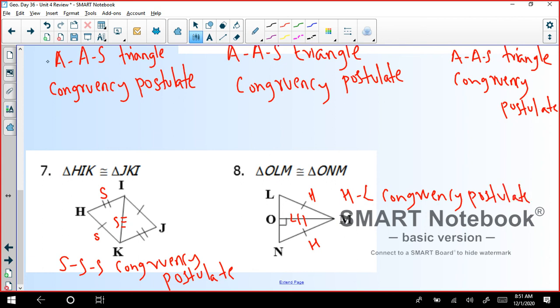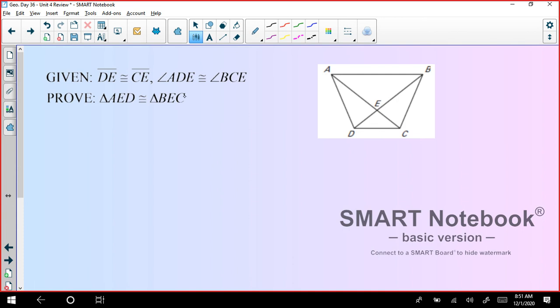Okay, let's see the next slide. Given DE is congruent to CE, let's mark that. Where is DE? DE is over here, is congruent to CE. And then angle ADE is congruent to angle BCE. Prove that triangle AED is congruent to triangle BEC.